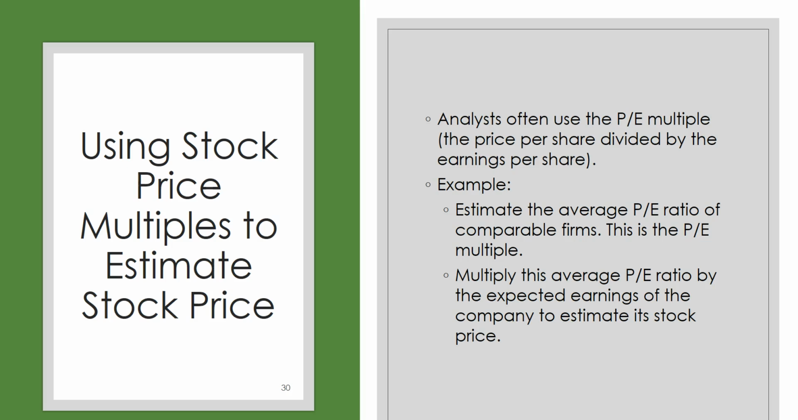So to do this, you would first estimate the average price earnings ratio for your comparable firms. That would be your price earnings multiple. So the average price earnings ratio for similar firms is your price earnings multiple. You then multiply this price earnings multiple by the expected earnings per share for the company that you're interested in valuing, and that gives you your price earnings multiple share price. So it's a real quick, easy way to determine the value of stock.